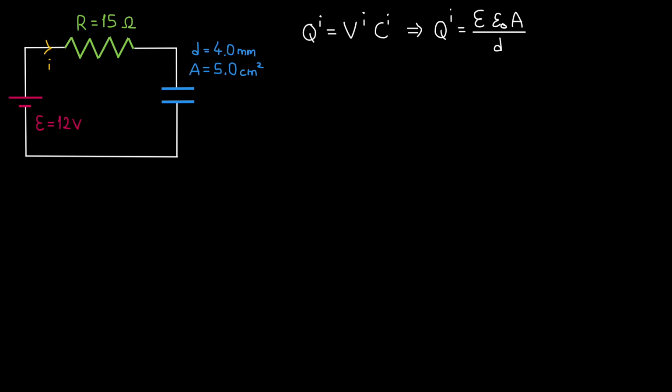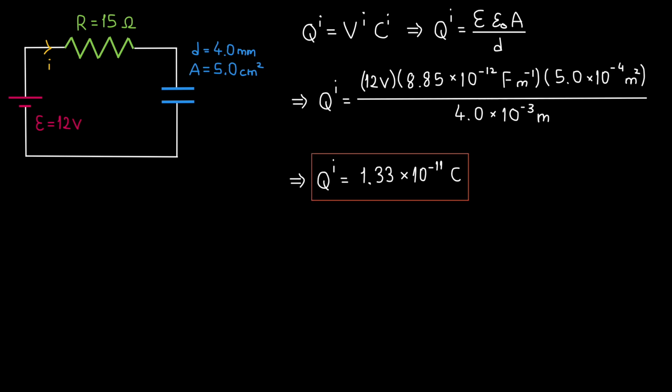Now the capacitance of the capacitor is not given, but the geometry is given. So C is equal to epsilon 0 times plate area divided by the plate separation D. And the voltage across the terminals of the capacitor is equal to the EMF voltage because the capacitor is fully charged. Let's plug in the numbers and calculate the numerical value for the initial charge. After the numerical substitution, we get charge equals 1.33 times 10 to the negative 11th coulomb, or 13.3 picocoulombs.